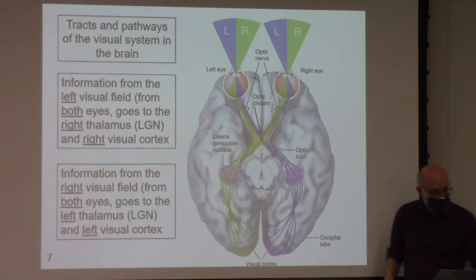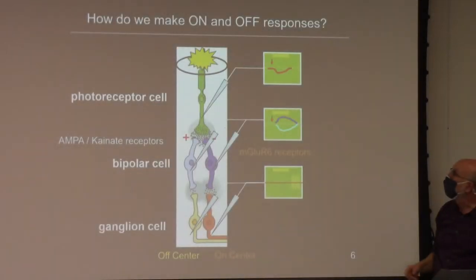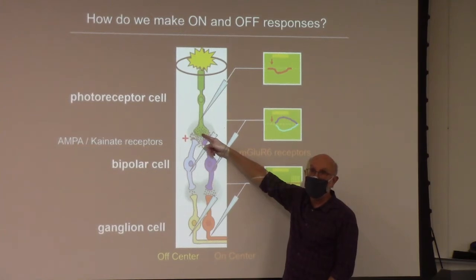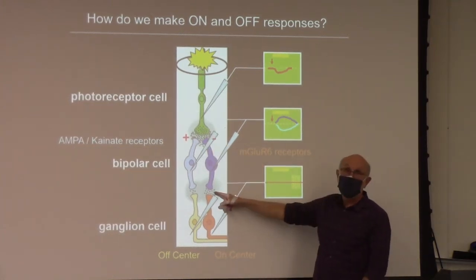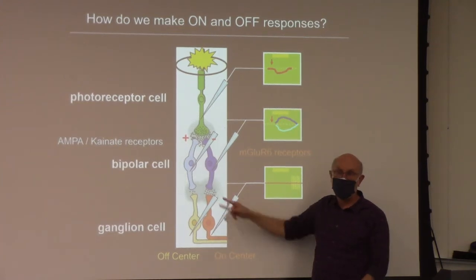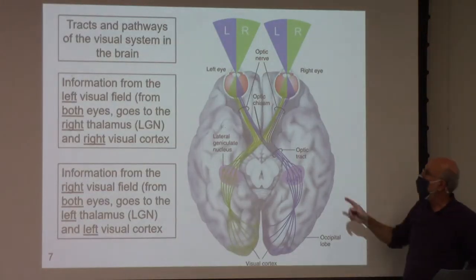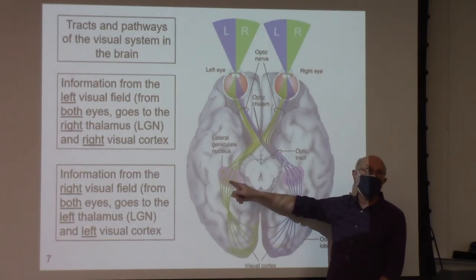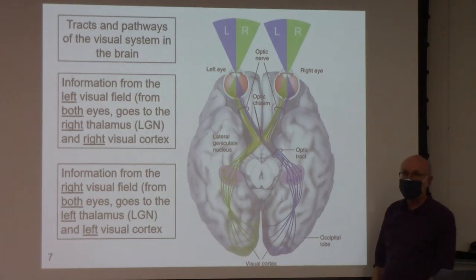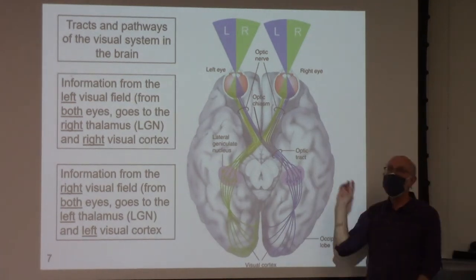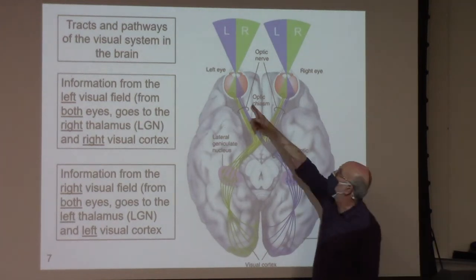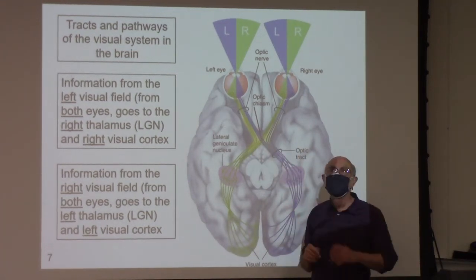So let's go back and talk about synapses for just a minute. First synapse of the visual system is in the retina. Second synapse of the visual system is in the retina. Third synapse of the visual system is in the lateral geniculate nucleus of the thalamus. Which thalamus? Which side depends on where the image is. In the fovea, we get a mixture.